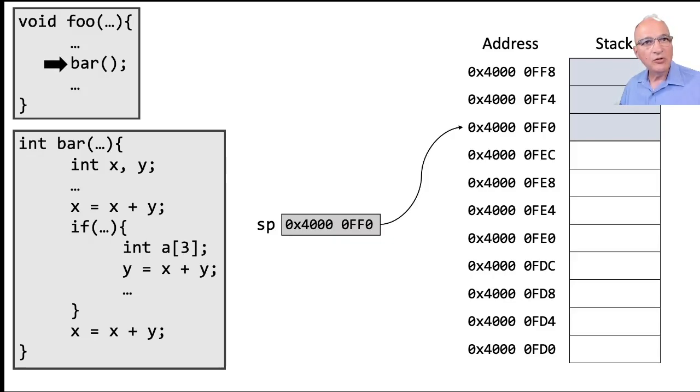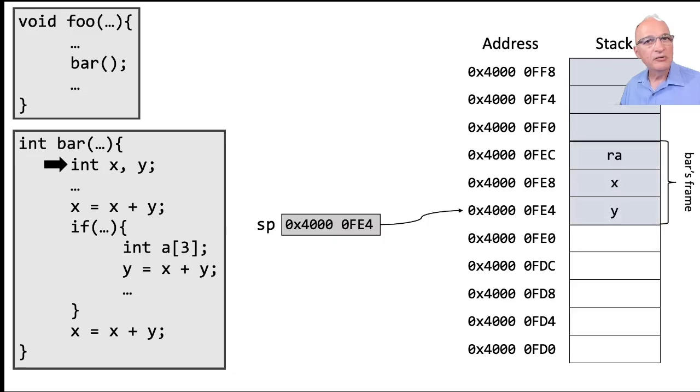So now I do the call to bar. When I do the call to bar, at the beginning of the call to bar, I'll have to create space, and I'll need to create a minimum of 3 spaces here. I need to have space for the return address, because let's assume that bar may call another function. And I also need to have space for x and y, local variables in bar.